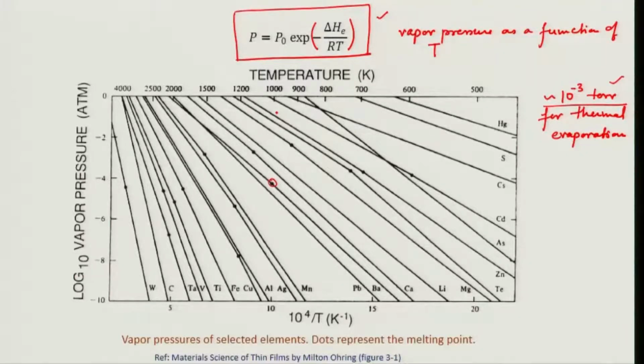Now, some of these materials will first melt and then go to vapor phase. These are materials like aluminum, silver, etc. Silver is somewhere here. So, this is the melting point. But there are some materials which have enough vapor pressure before they melt. From solid phase they go to vapor by sublimation.